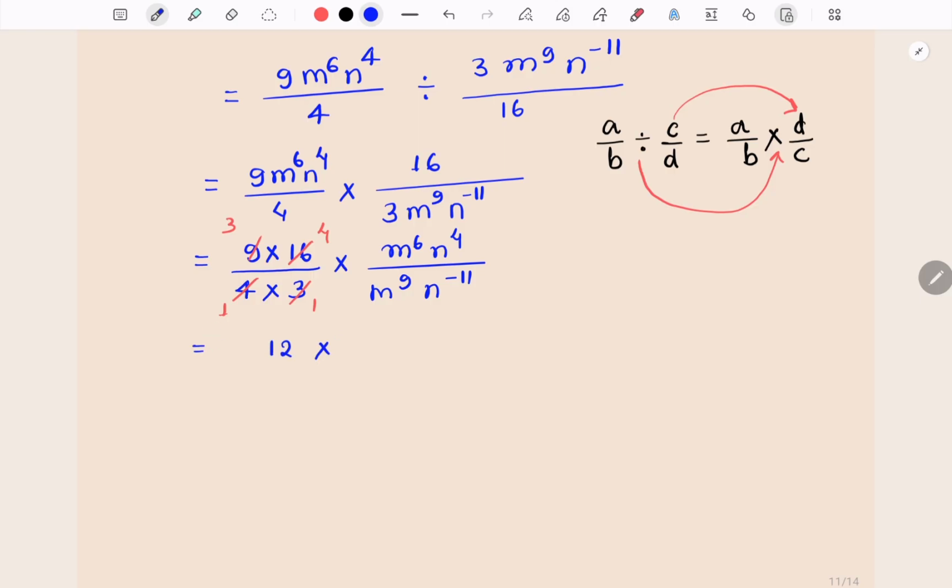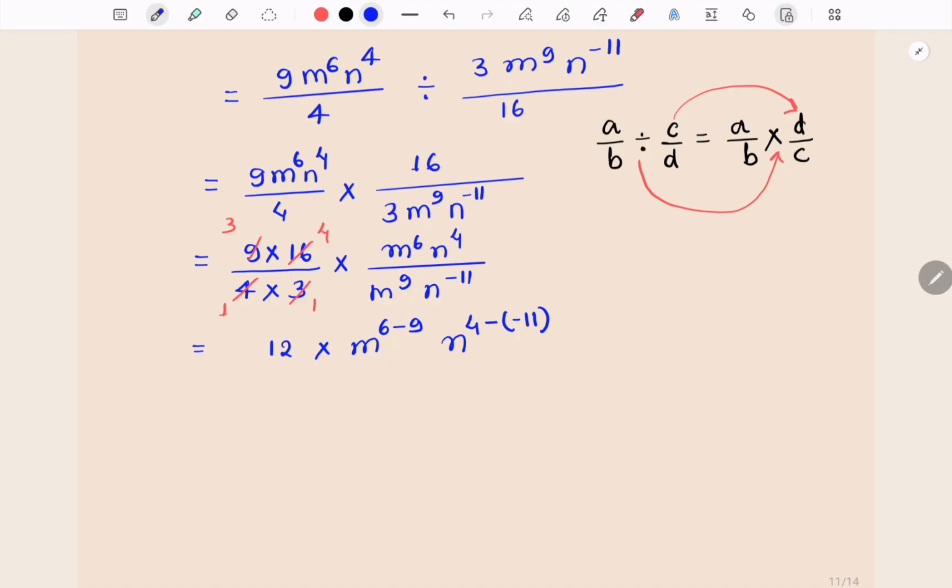And now with the variables, I have m raised to the power 6 divided by m raised to the power 9. So that is m raised to the power 6 minus 9. And then with n, I have n raised to the power 4 divided by n raised to the power negative 11. So be very careful with this. We have 4 and we need to subtract minus 11 from 4.